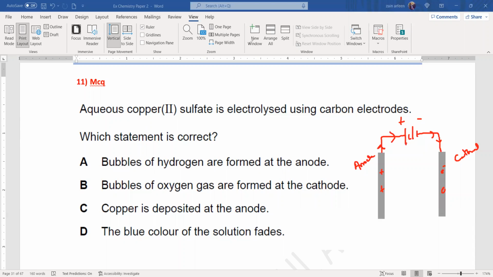It's an aqueous copper sulfate. So even if it's dilute or concentrated, the sulfate ion never moves, so it does not make a difference. Copper ions are there, sulfate ions are there, hydrogen ions and hydroxide ions.